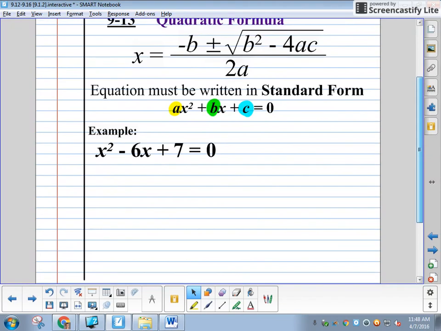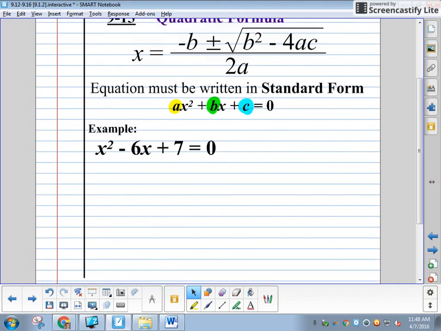Okay, so let's do an example. Here we have x squared minus 6x plus 7 equals 0. So it's written in standard form and it's equal to 0. So then I know that I can put it into my quadratic formula to solve for x. First thing I always want you to do is write down what the values are for a, for b, and for c.